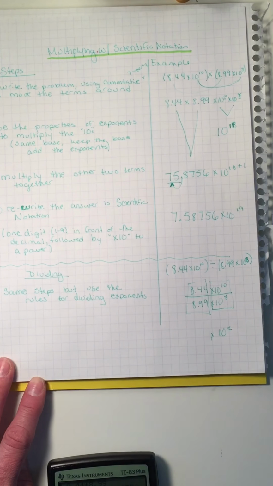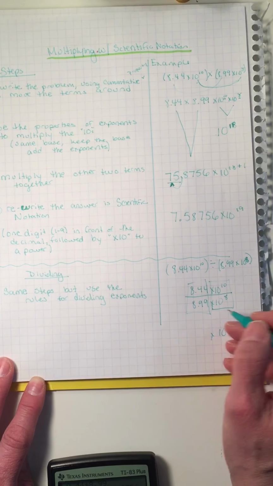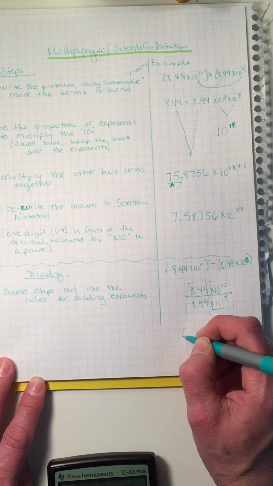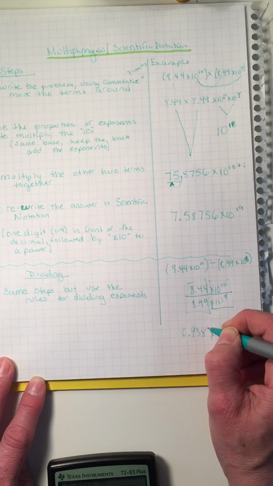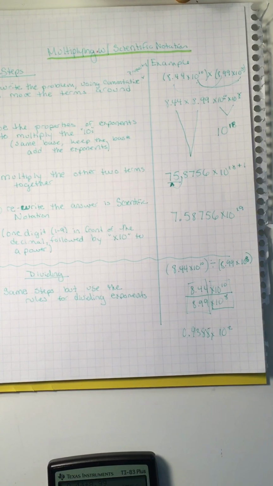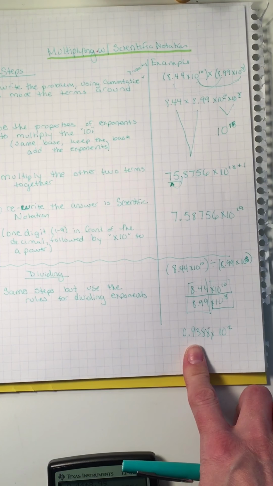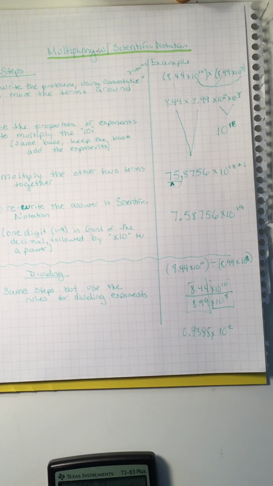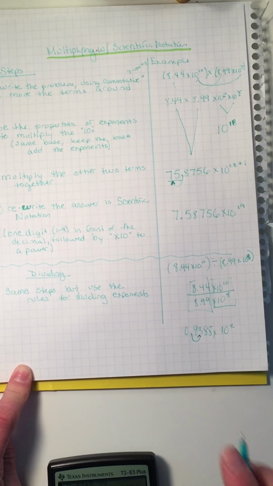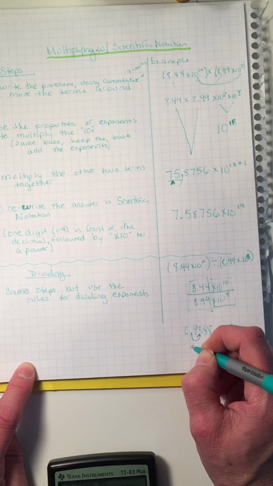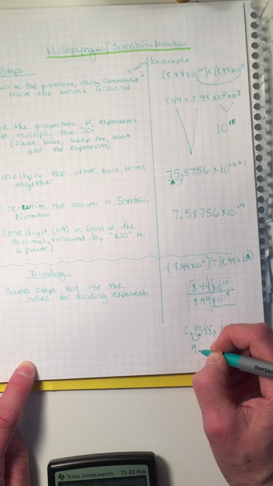Now here, I just divide that. So I'm going to do 8.44 divided by 8.99. And I get a really long number that I'm going to round off. So 0.938. Okay? Now, this is not scientific notation. So I have to move it over one spot so that I have at least one digit that's not 0 in front of the decimal.